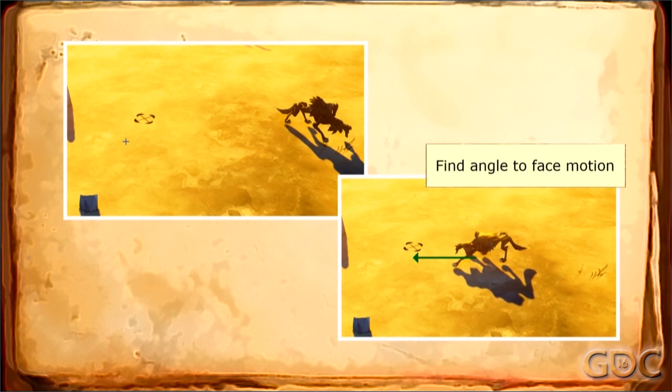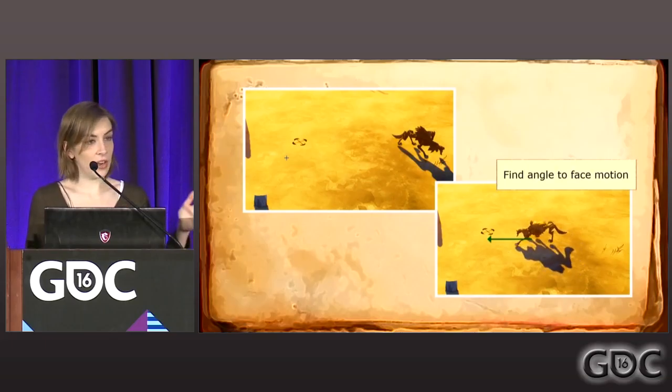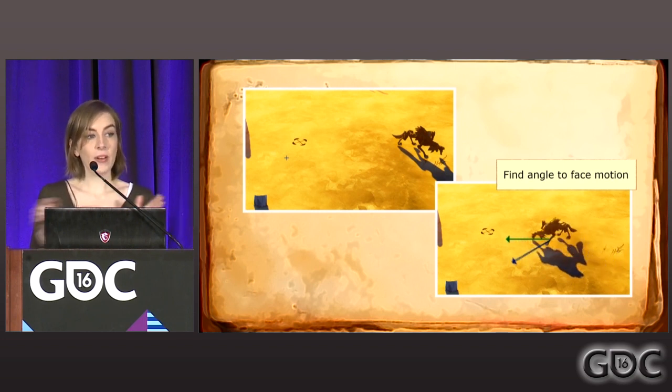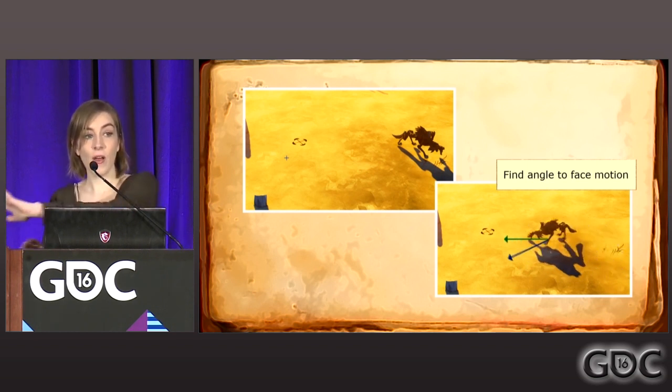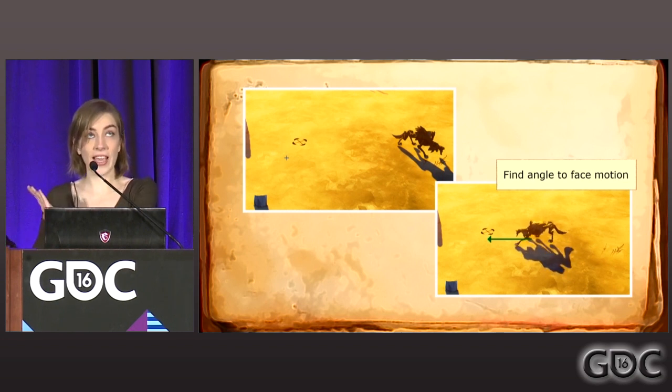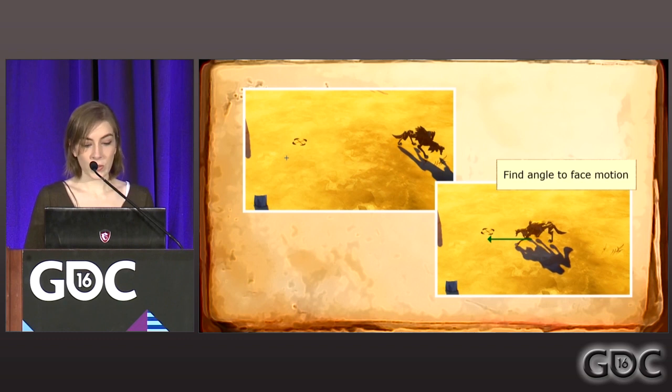What I'm going to do now is every frame I'm going to query the direction that the wolf is moving, and I'm going to query the direction that the wolf is facing. I'm going to find the angle that's the difference between those two directions. If I take that angle and I apply it to the spine, I can get the front legs to kind of follow, I can get the front legs to point in the direction that the wolf is moving. So here's a really early example of this.